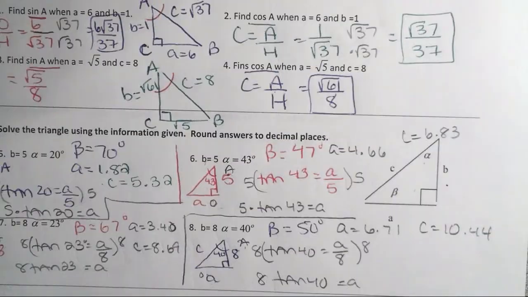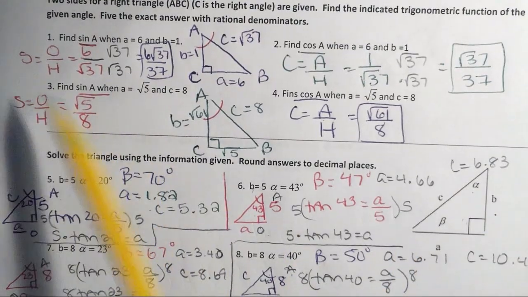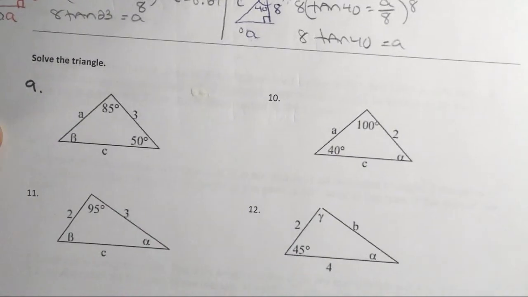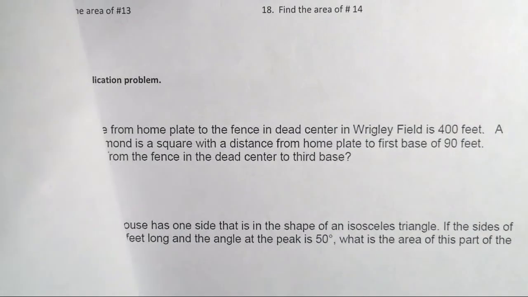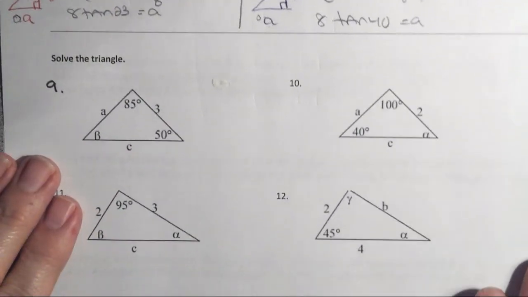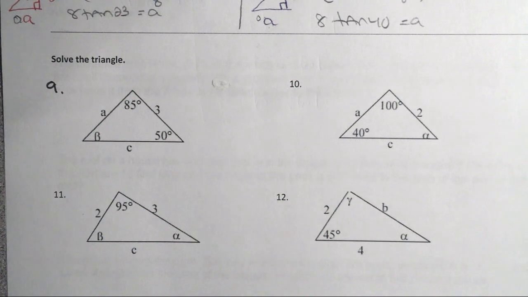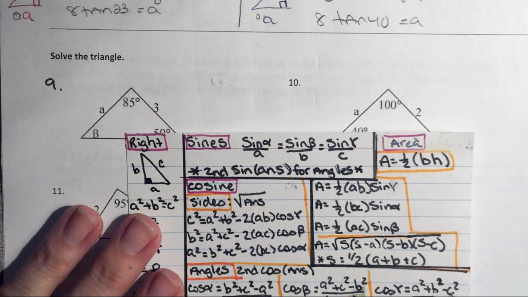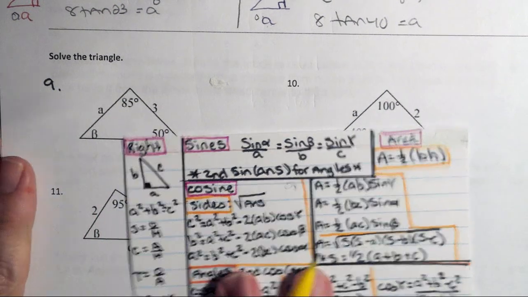All right, so all of this top section on 1 through 8 have to do with right triangles, Pythagorean theorem, and SOHCAHTOA. On 9 through 14, it has to do with triangles that are not right triangles. If it's not a right triangle, you're going to use law of sines or law of cosines. So let's go look at each of these.